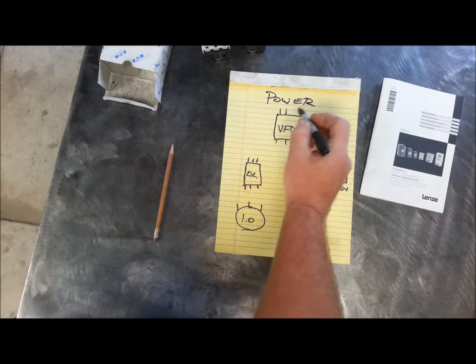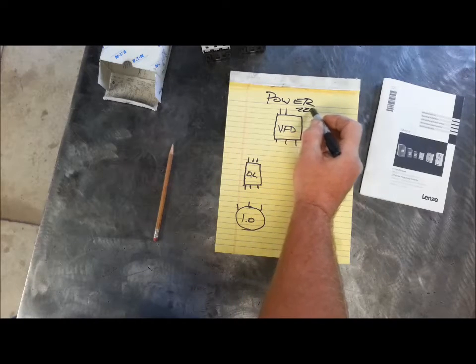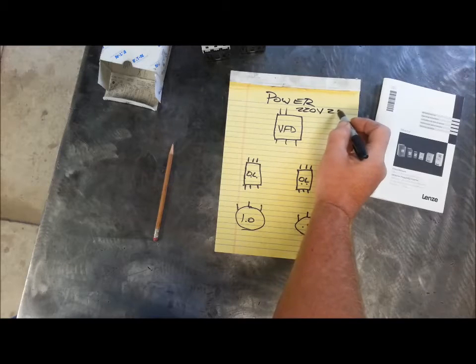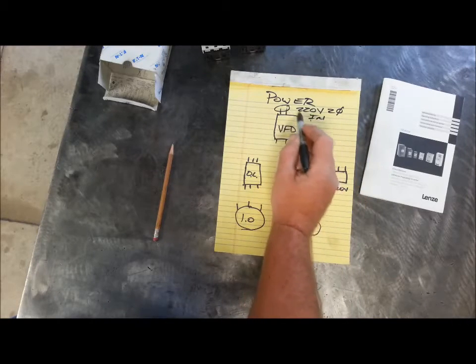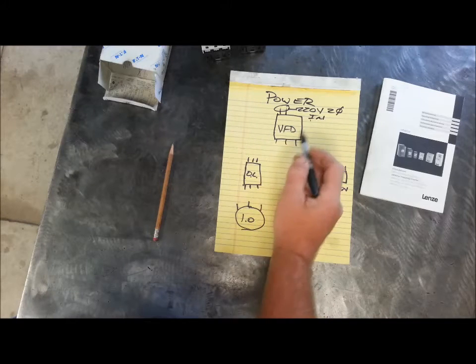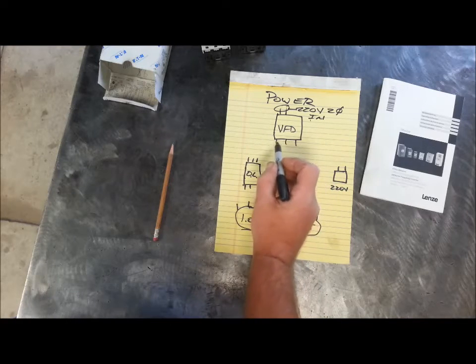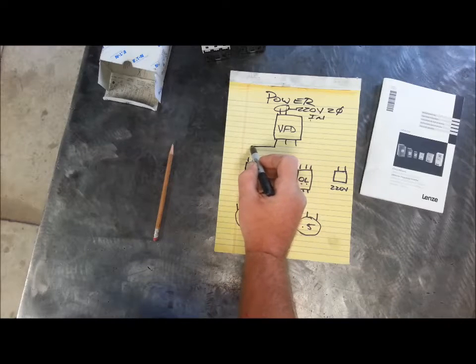You bring in your power supply here. So this is 220 volt, two phase in. And then the VFD generates the third phase. But what we're going to do is we're going to come down to this overload block.